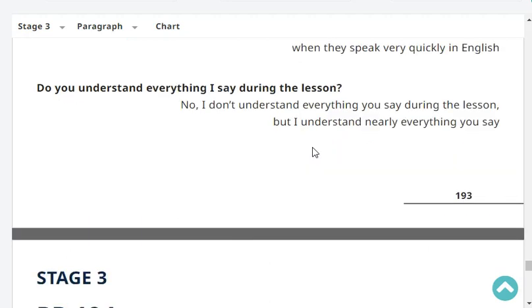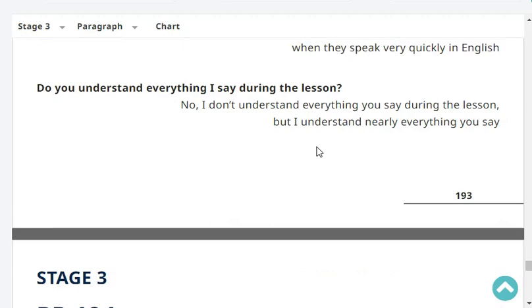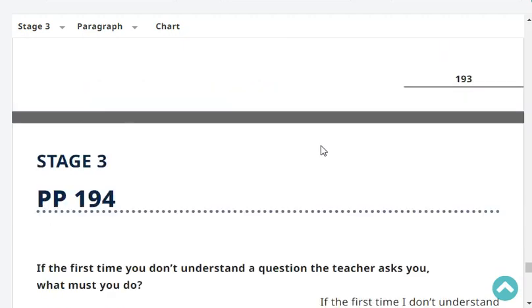Do you understand everything I say during the lesson? No, I don't understand everything you are saying during the lesson, but I understand nearly everything you say. Very good.